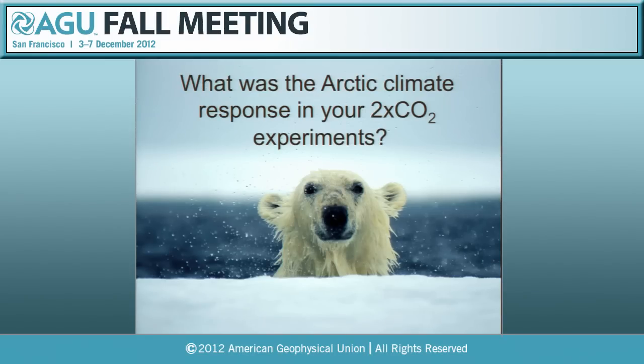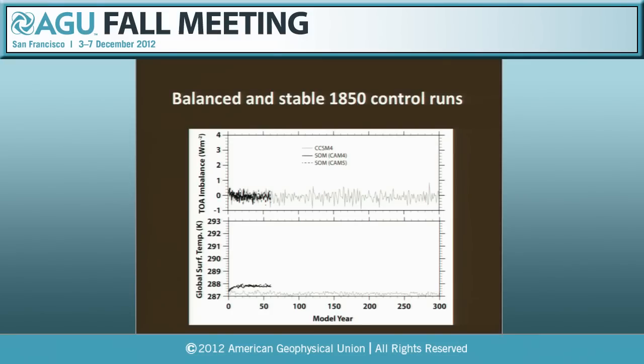So for the rest of the talk, we have some polar bears to help keep us on time, and also to make sure that we really get at the questions that the conveners asked me to deal with, which were mostly process-related questions. So this polar bear is curious about the Arctic climate response in my CO2 doubling experiments. These experiments are very similar to the experiments that Manabe and Stouffer did, except I'm just doubling CO2. So how did I do these experiments?